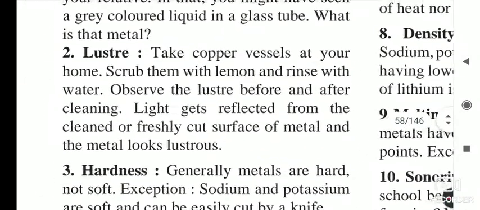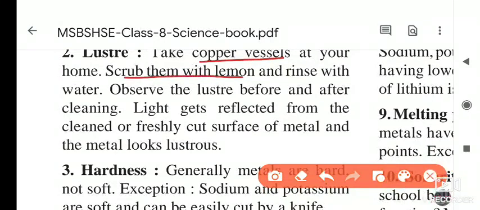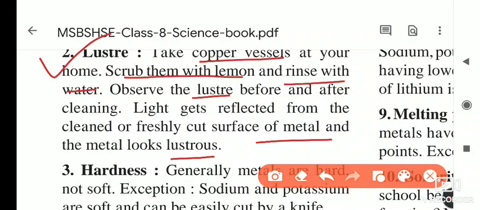Next is luster. Luster means what? Luster means shine. Take a copper vessel from your home and scrub it with lemon. If you scrub with lemon and rinse with water, you will see that it shines. It gives a shine, and this is nothing but luster. Before and after cleaning, light gets reflected from the clean and freshly cut surface of the metal, and the metal looks lustrous. Okay, so luster is a property of metals.